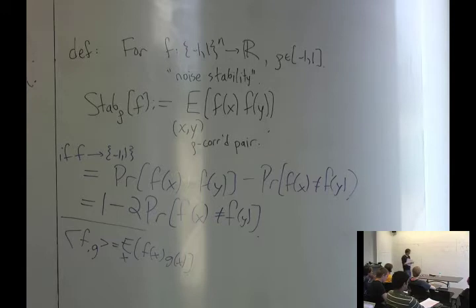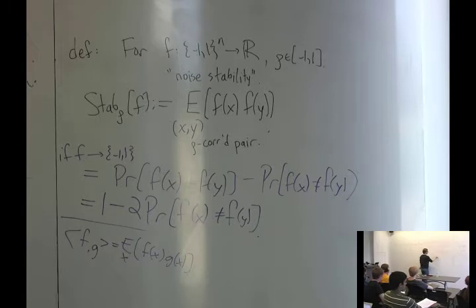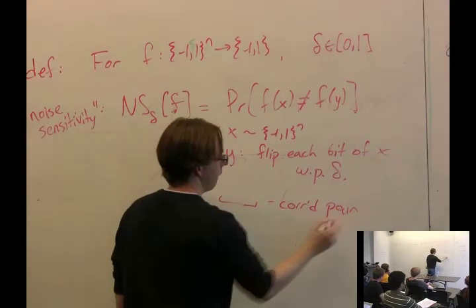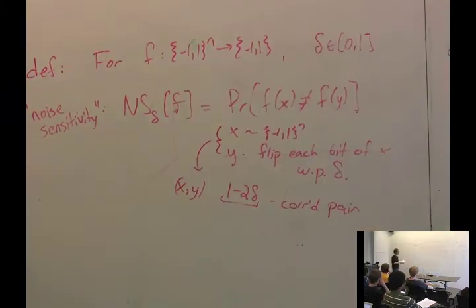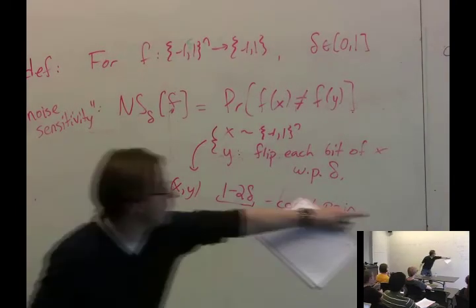OK. So I wrote this experiment out in words, but can somebody tell me this is just the same as saying that x and y are a, what should I fill in the blank here, a correlated pair? Yeah, somebody got it real quick. It's 1 minus 2 delta. I guess you can tell fairly easily from this formula.